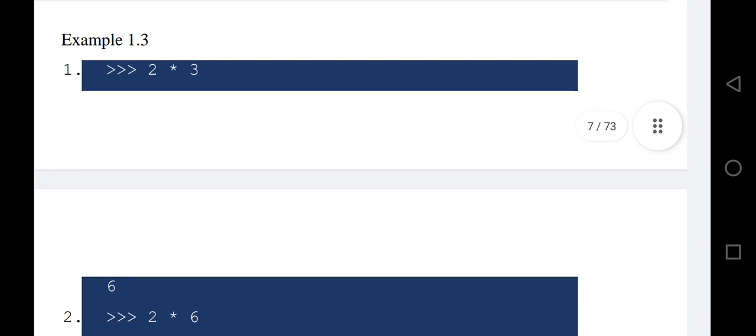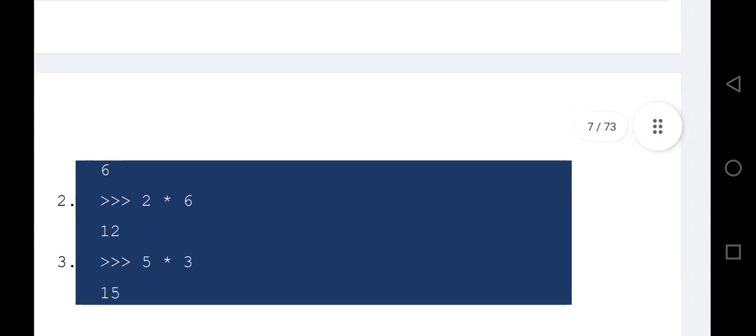And this is the example. Example 1: 2 asterisk 3. That is how it shall be written, but it shall be understood and read as 2 times 3. So 2 times 3 is 6, and 2 times 6 is 12. Example 3: 5 times 3 is 15.